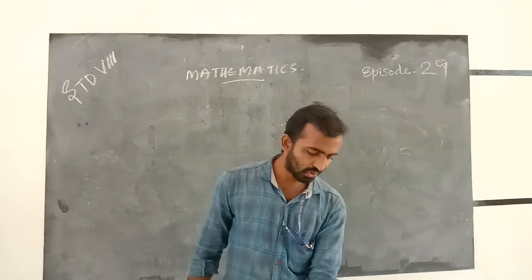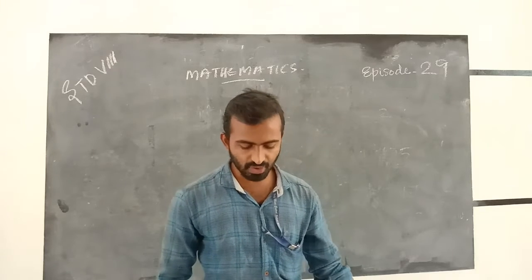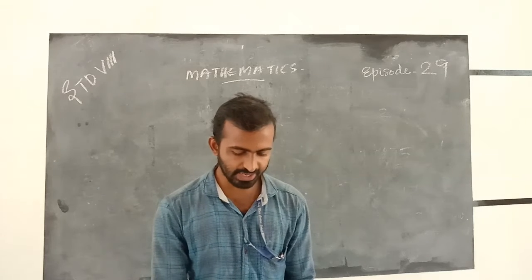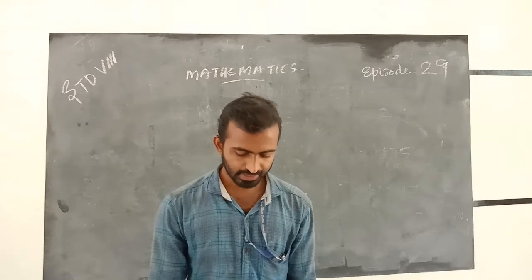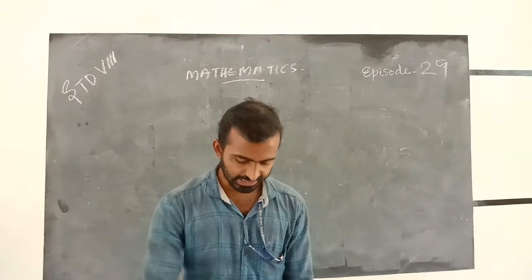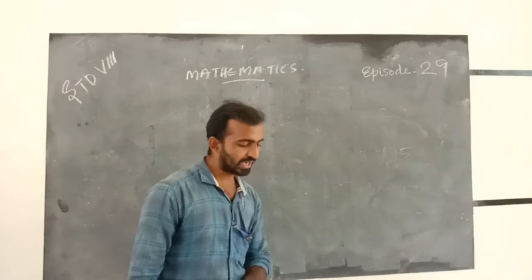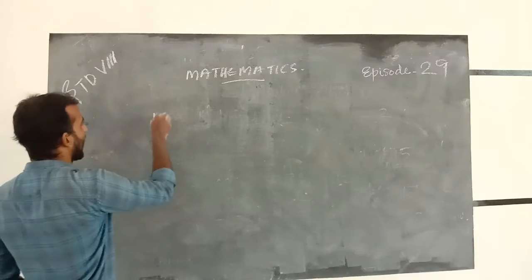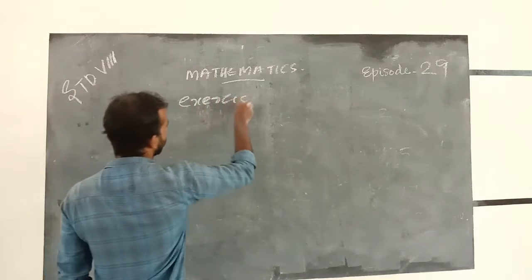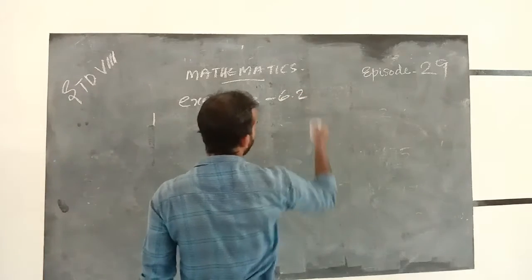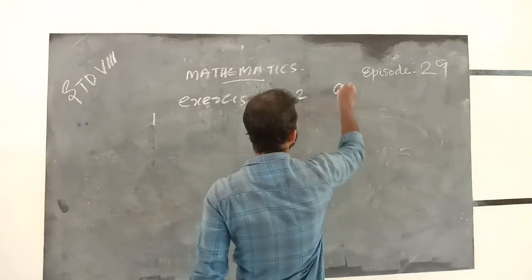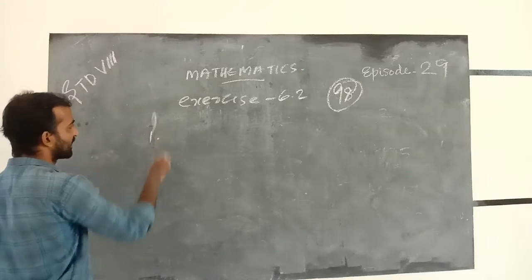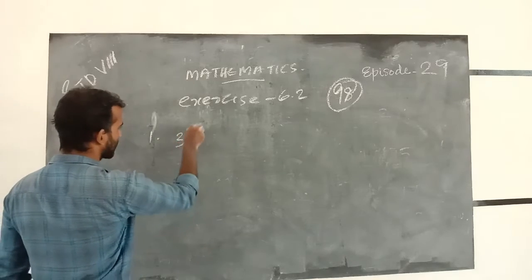Find the squares of the following numbers. That is, the first question is we want to find the squares of the following numbers. The first one is 32. We want to find the square of 32. First question, exercise 6.2, page number 98.